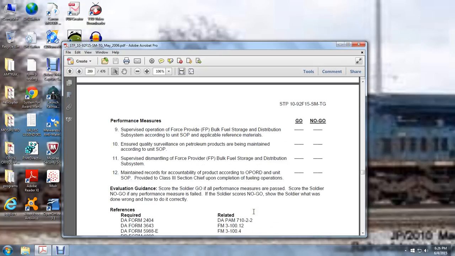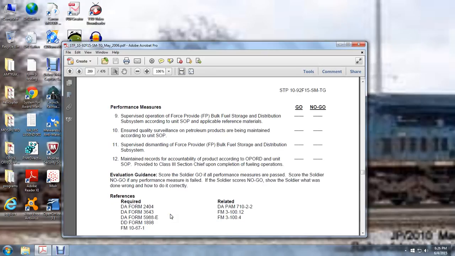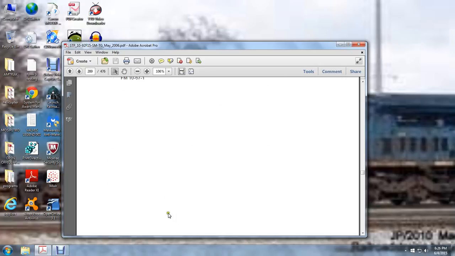Score the soldier Go if the performance measure is passed. Score the soldier No-Go if the performance measure is failed. If the score is a No-Go, tell the soldier what was done wrong and how to do it correctly. References: DA Form 3643, DA Form 5988-E, DD Form 1898, Field Manual 10-67-1, DA Pam 710-2-2, Field Manual 3-11.2, Field Manual 3-04.